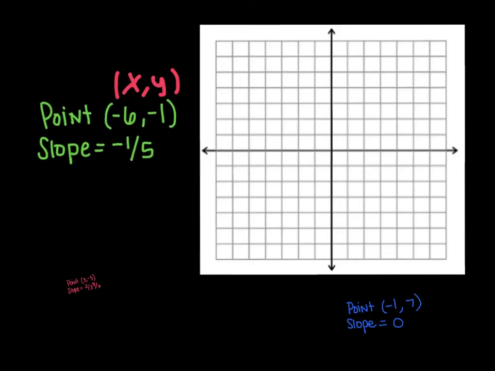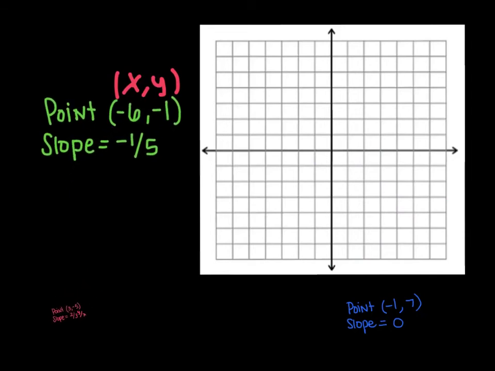Here we have the point -6, -1, and our slope is -1/5. So we're going to plot our point first. So I start at the origin, and I go x to the -6, so 1, 2, 3, 4, 5, 6, and then down to -1. That's where I'm going to plot my point. And then my slope is -1/5, so I'm going to go down 1 and over 5.